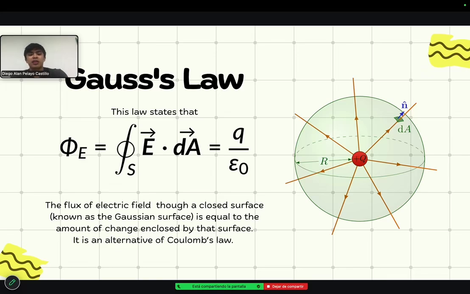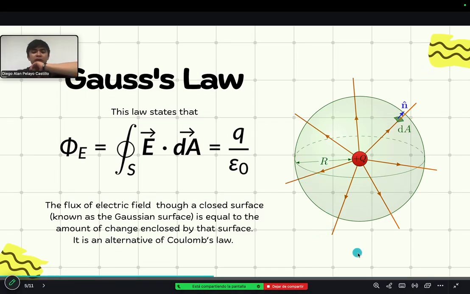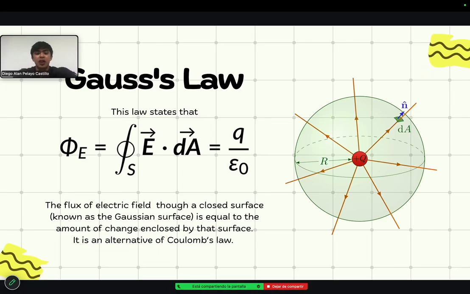And so this law states that the total electric flux through a closed surface, that's why in the integral sign we have a circle, which means a closed surface, is equal to the charge enclosed divided by a constant called the permittivity of free space. So that's what we can see in that equation.